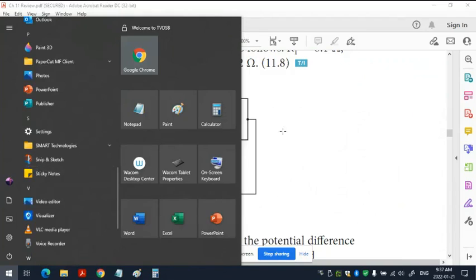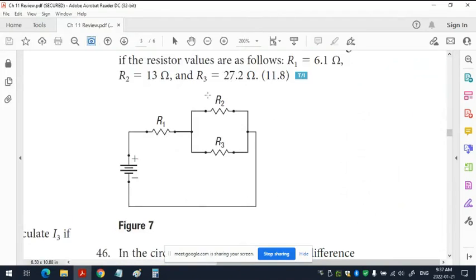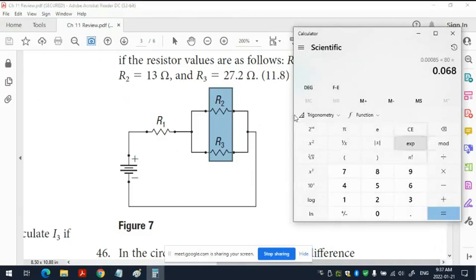So okay, sorry, yeah, you're right. Everyone, this one right here is 13, and this one is 27.2, and this one standalone by itself is 6.1. So 13 and 27.2. So everyone, this is how. So okay, let me check. Bracket 1 divided by 13 plus bracket 1 divided by 27.2.